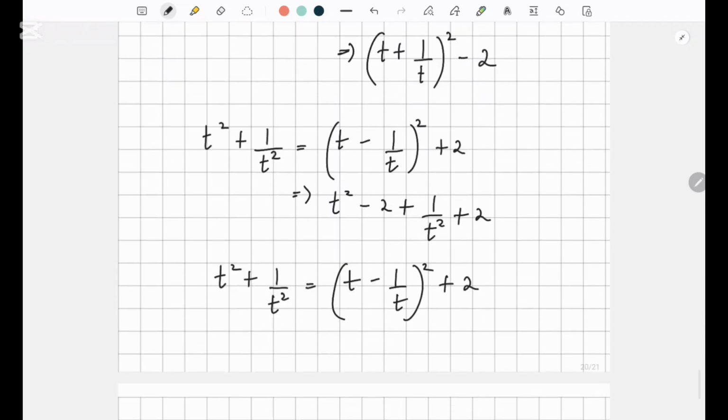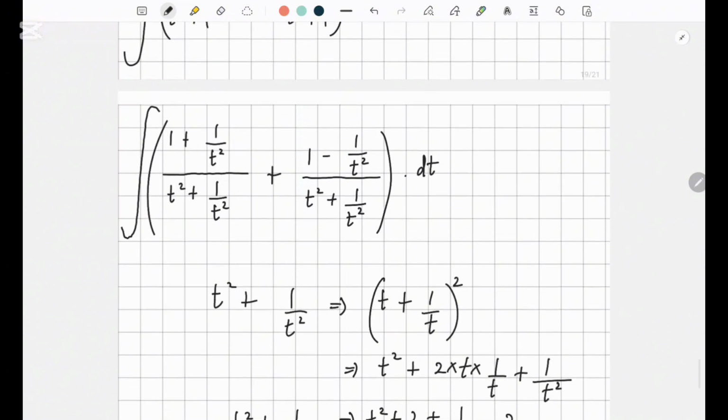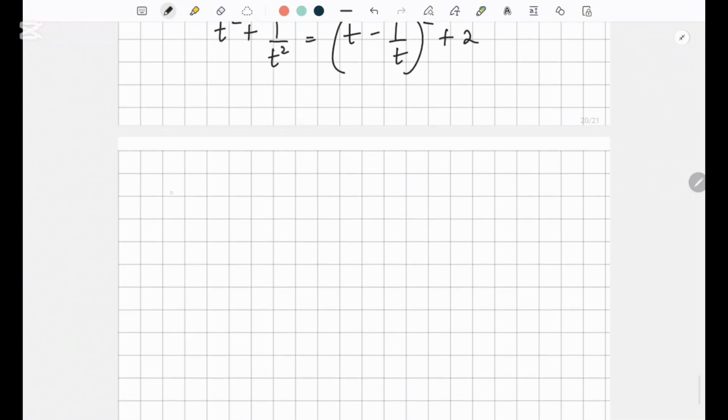So I'm doing it like this. I'm taking the minus version for this and the positive version for this. Because when you take a substitution, you'll see why. Okay? You'll understand. So I'll go back to our question.